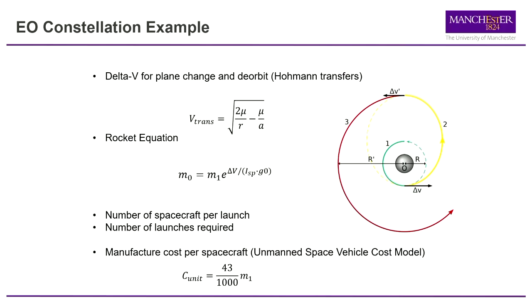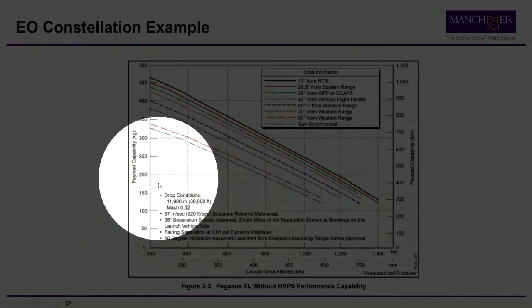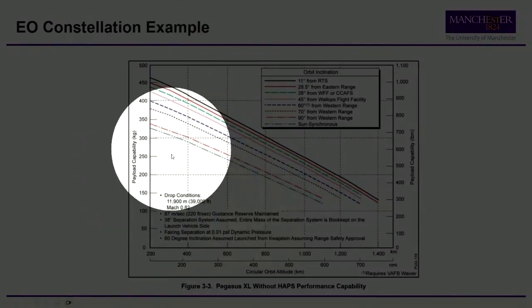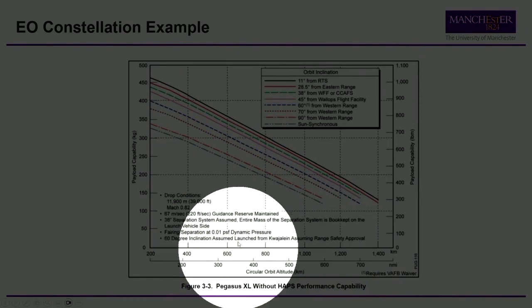Okay, really, really coarse. It's just an example of how we bring everything together in this case. I said something about launch vehicle before. If you look at all of the different manufacturers of launch vehicles, SpaceX have their own version of this for Falcon 9, for example. You can see the payload capability, essentially the amount of kilograms you can launch, and how that varies generally with altitude.